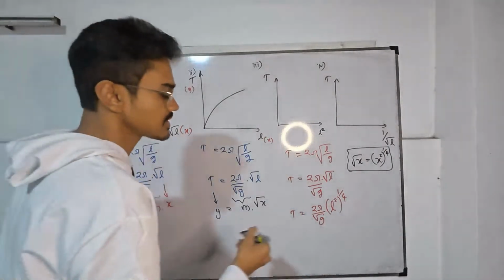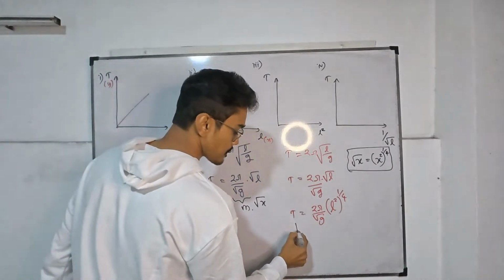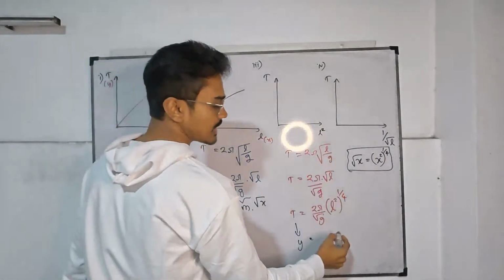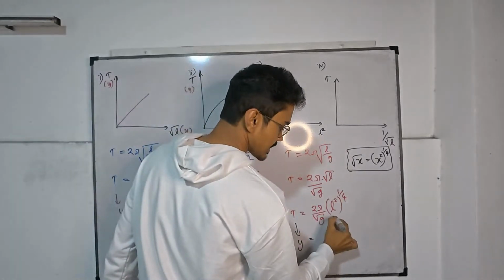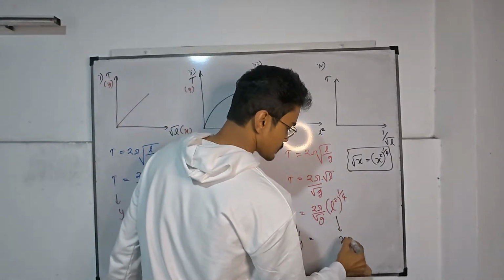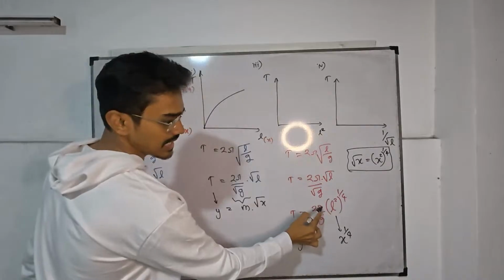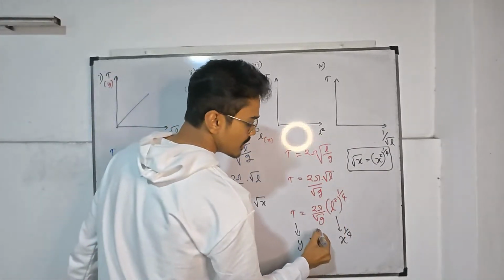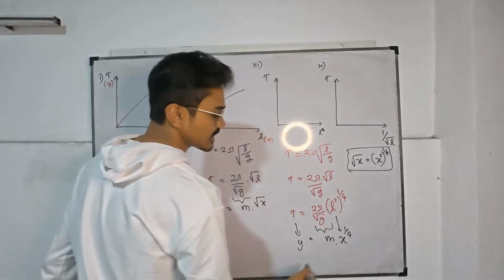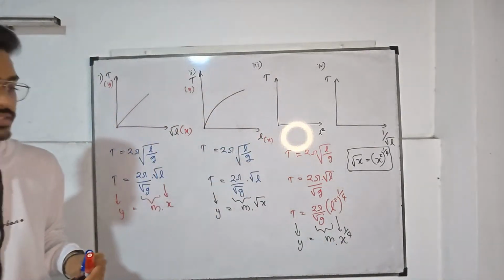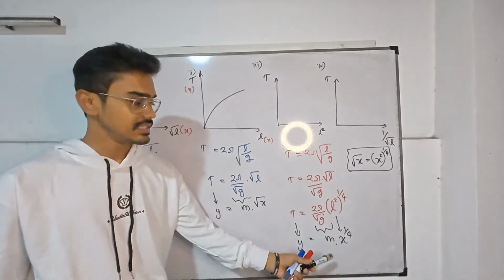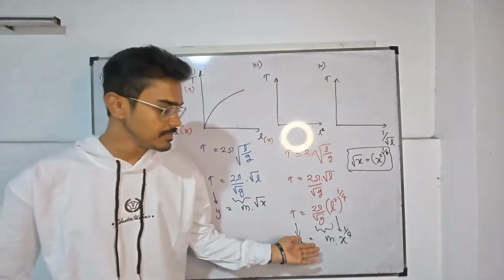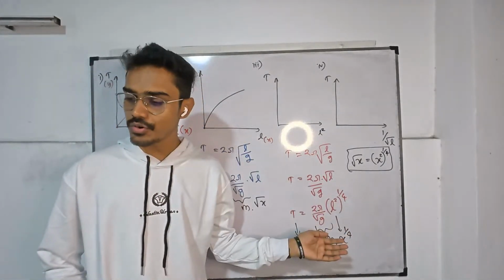Now, identify the variables. This is y, and L squared is x. Only L squared is x. So this is x to the power 1 over 4. And whatever this is as a product with x is the gradient. Right? So, m x to the power 1 over 4.